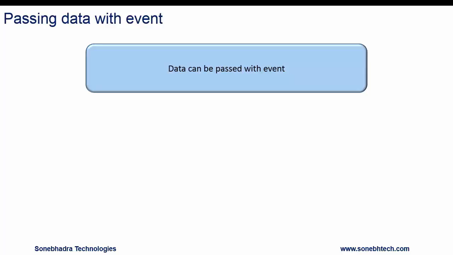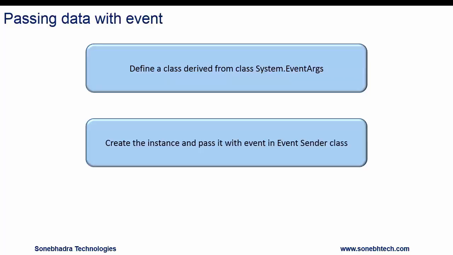Passing data with event. We can pass data with an event as we may require some information to be passed to handle the event. For this, we have to define a class derived from class System.EventArgs. Then create the instance with initialized data and pass it with the event in the event sender class.